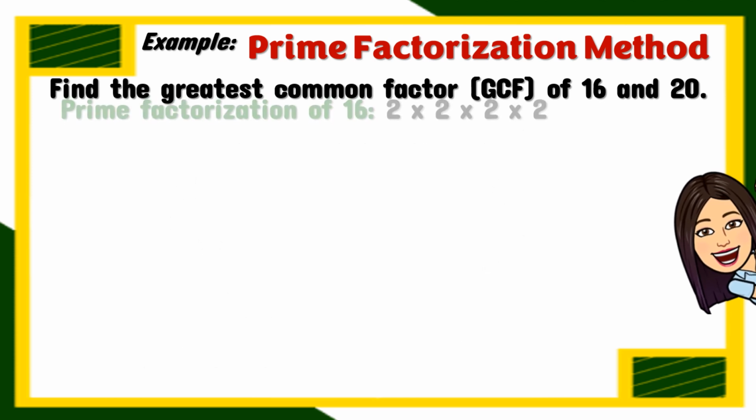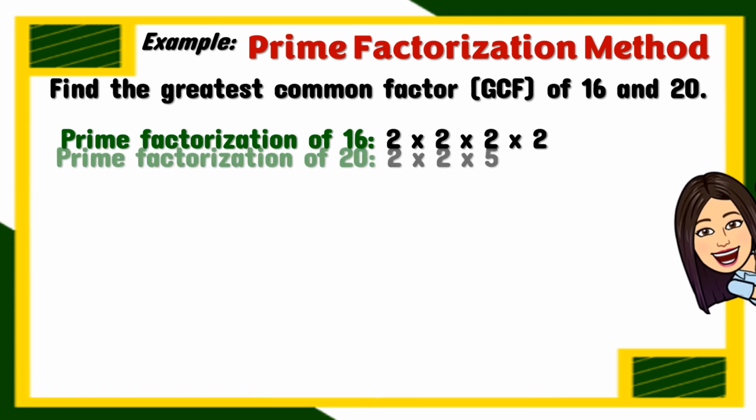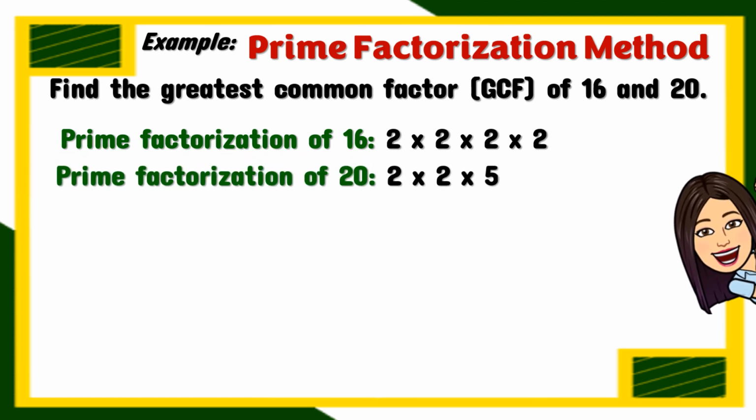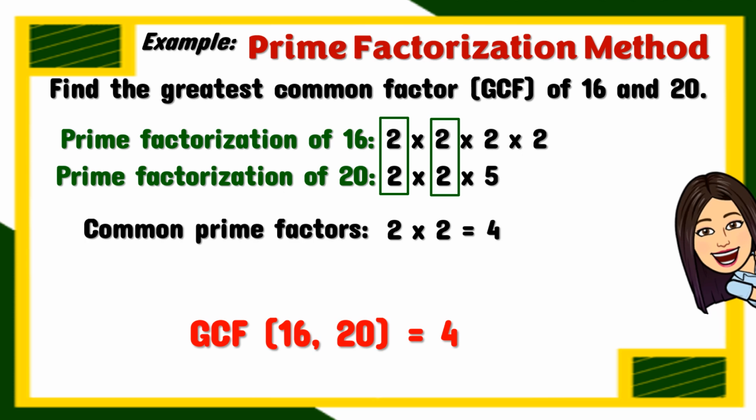So again, the prime factorization of 16 is 2 times 2 times 2 times 2. And the prime factorization of 20 is 2 times 2 times 5. And the common factors are 2 and 2. So we're going to multiply the common prime factors, which is 2 and 2. So 2 times 2 is 4. It means the GCF of 16 and 20 is 4.